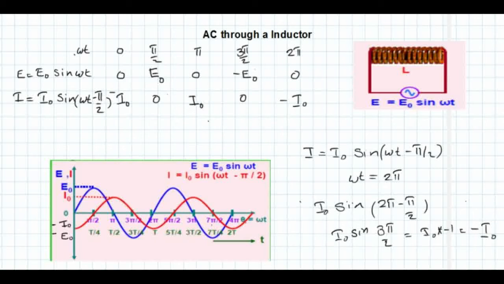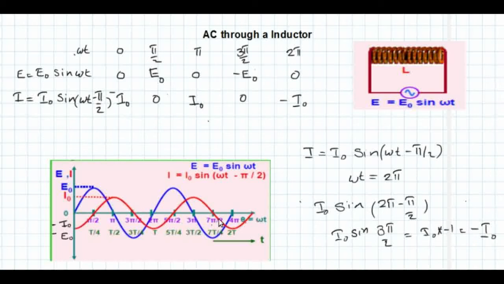So these are the values of EMF and current, and this we can easily see from this graph, right? For omega t equal to 0, EMF is 0, but current is minus I0, right? And for pi by 2, EMF is E0. And what is current? Current is 0. Then for pi, EMF is 0, but current is maximum I0, right? So current is I0 here.